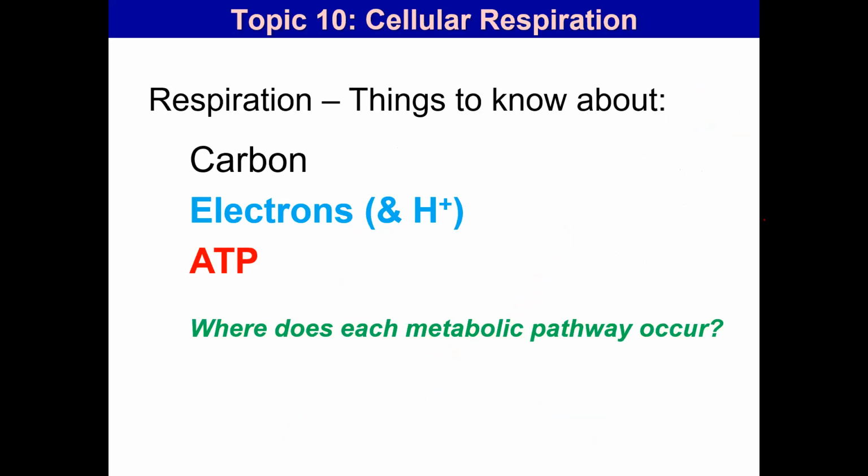Things to know, like I said: go and review your pathways. I want you to know these things about them: what's going on with the carbon, what's going on with the electron carriers, and what's going on with the ATP. And as a footnote, know where these things are occurring, in the mitochondria or in the cytoplasm.